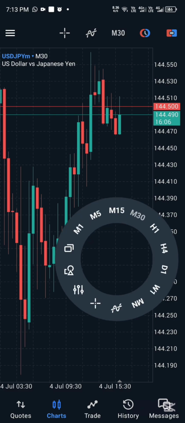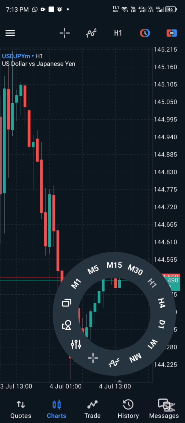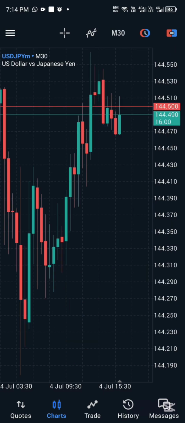Look at it on the H1. On the H1 the spreads is smaller, right? Now on the M30 the spreads is bigger. So now you make your analysis on 30 minutes time frame, and the entry is very very sniper.